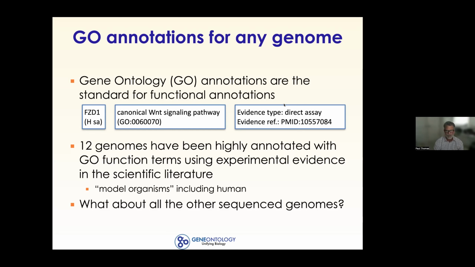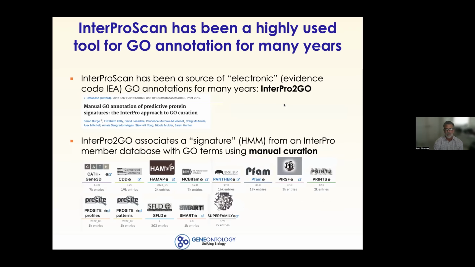So, these are all the model organisms that everybody is familiar with, including Arabidopsis. And so what do you do if you want to get Gene Ontology annotations for other sequenced genomes? So that's really what this talk is going to be about. Okay, so InterProScan has really been the most highly used tool for GO annotations for many years.